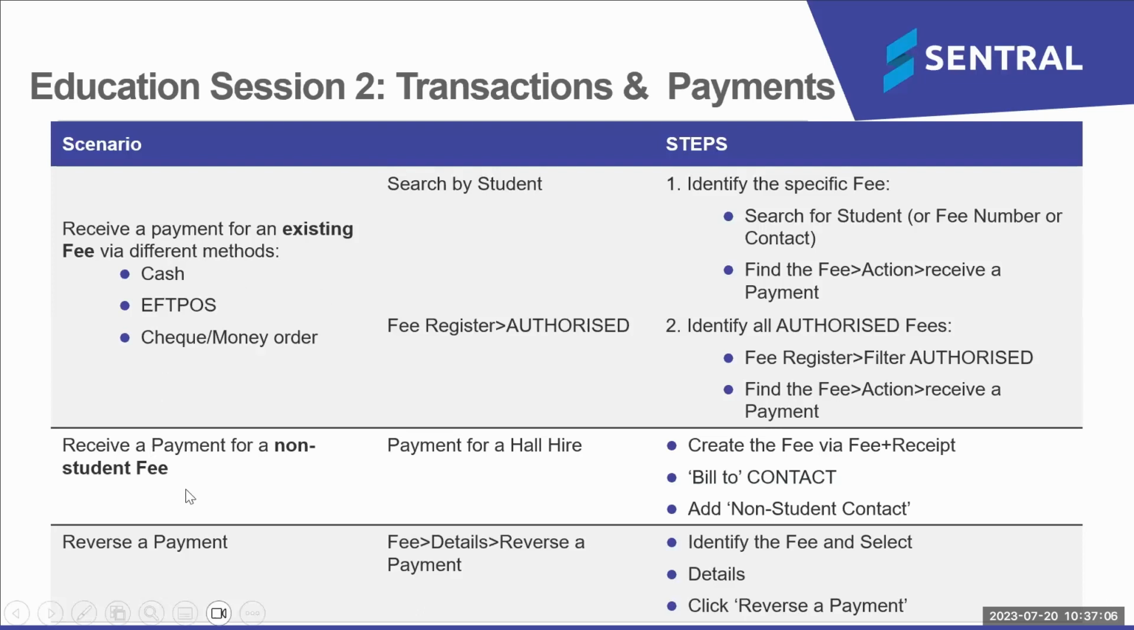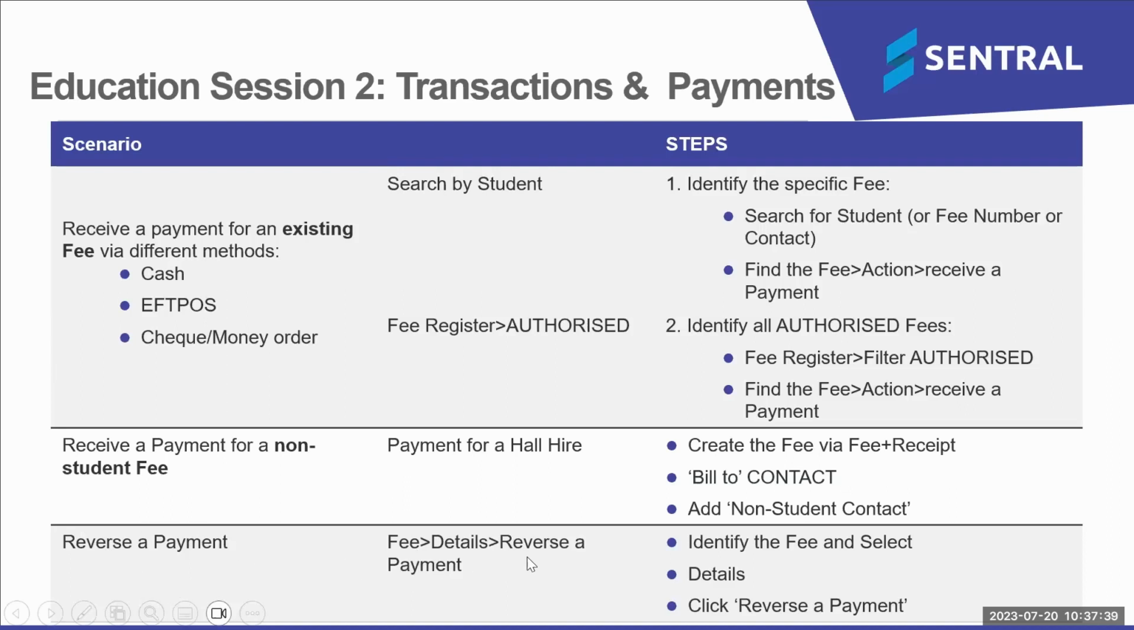We also looked at how you receive a payment for a non-student fee, where we actually created a contact on the fly. So we created a fee first because there wasn't one available, was not registered via fee and receipt. We need to choose bill to contact. Don't forget about that. And then we need to add that non-student contact, which was our PNC organization, for that example where we looked at a payment for a hall hire. Then we also looked at how we reversed a payment.